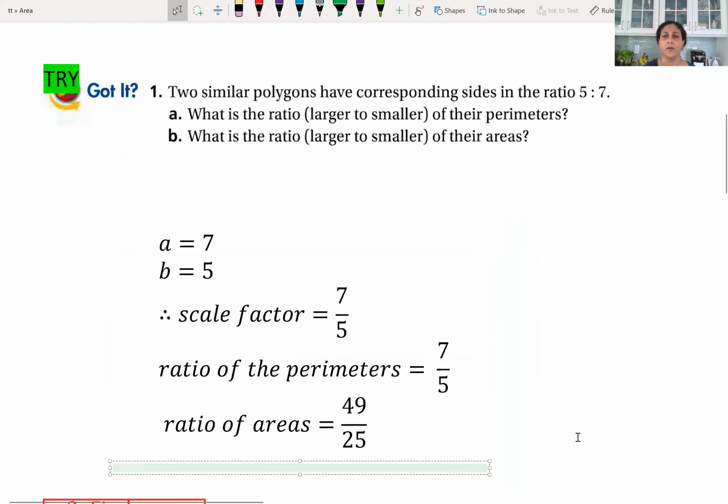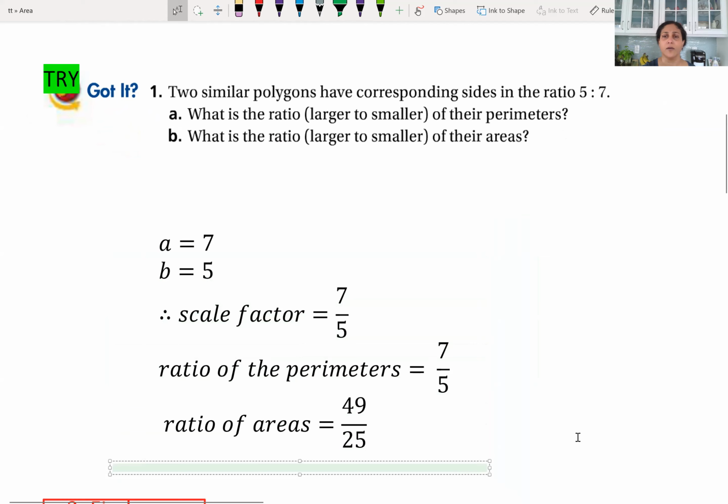Hi everybody, today we are going to learn about perimeters and areas of similar figures. So the first thing you need to know is what are scale factors. And scale factors are simply the ratio of the lengths of corresponding sides when we have two similar figures.